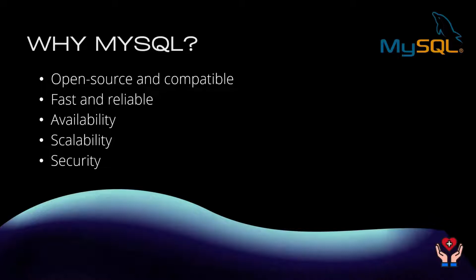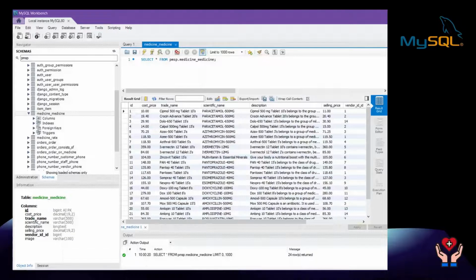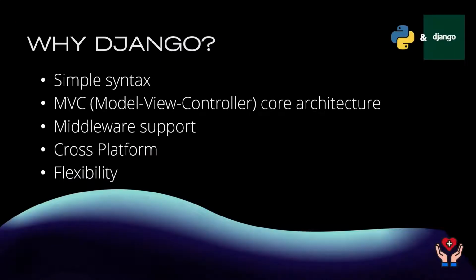MySQL is secure because it offers encryption using the Secure Sockets Layer SSL protocol, data masking, authentication plugins, and other layers of security to protect data integrity. This is the MySQL workbench, and here you can see a sneak peek of the populated database of the web application. Why Django? Django has a simple syntax, and nothing can be as simple as Python.